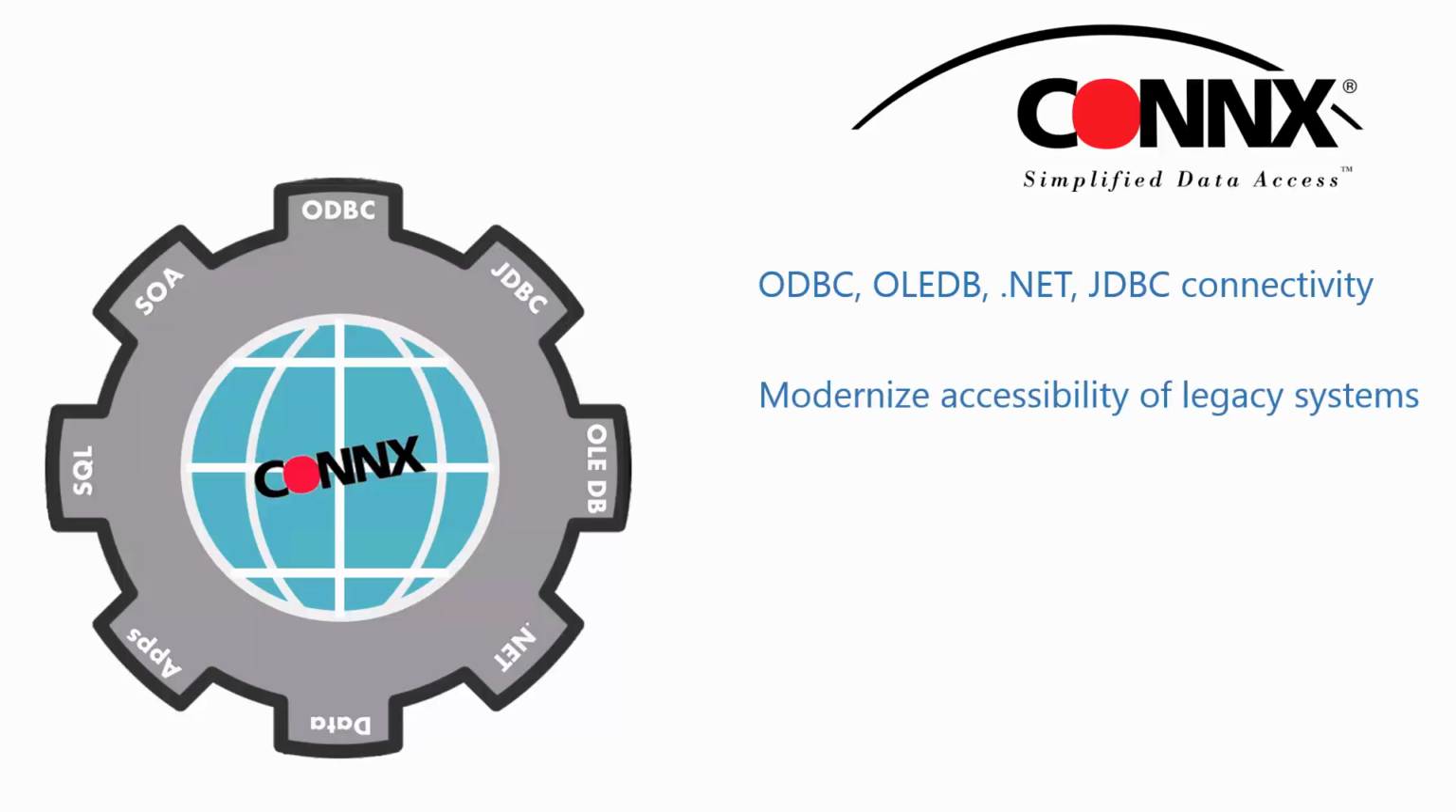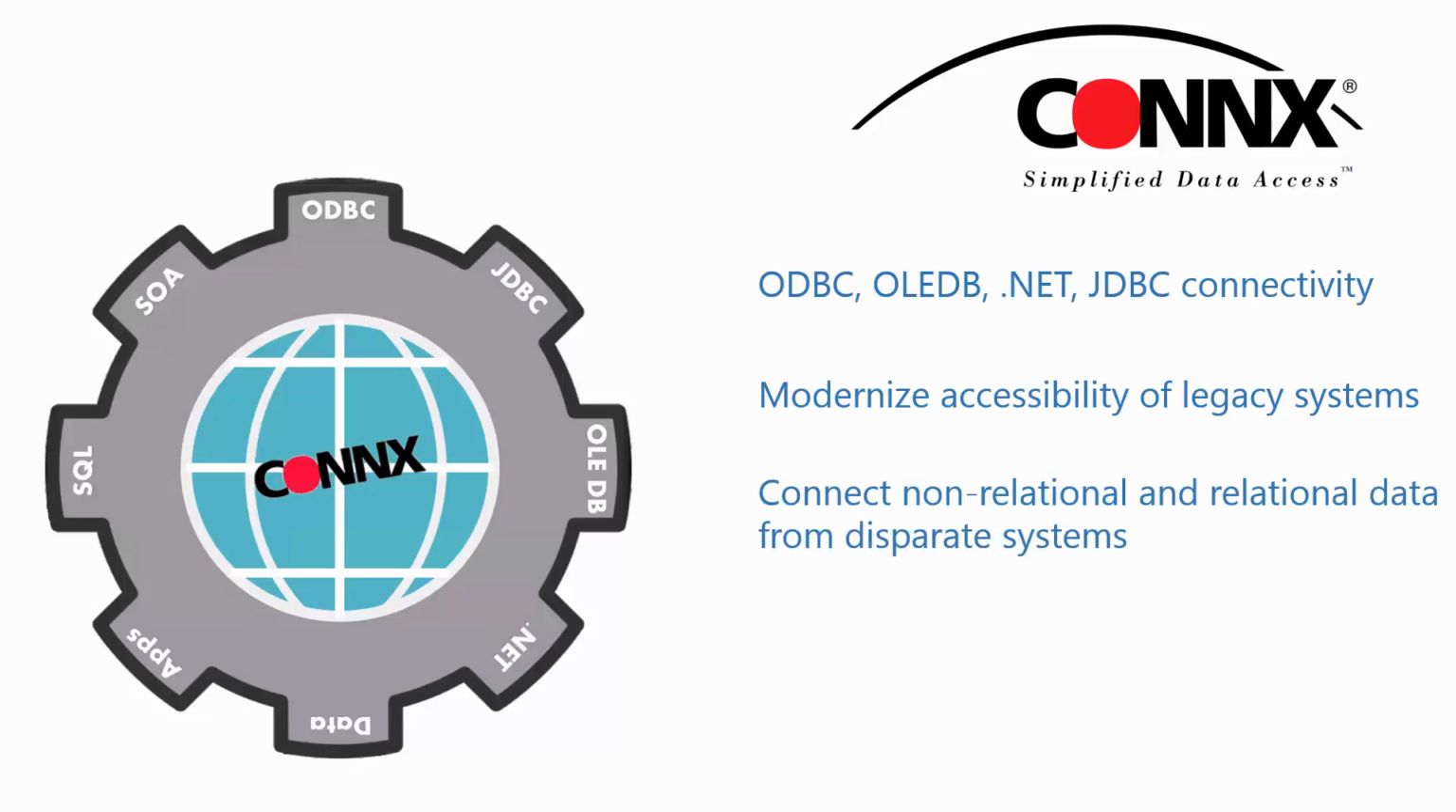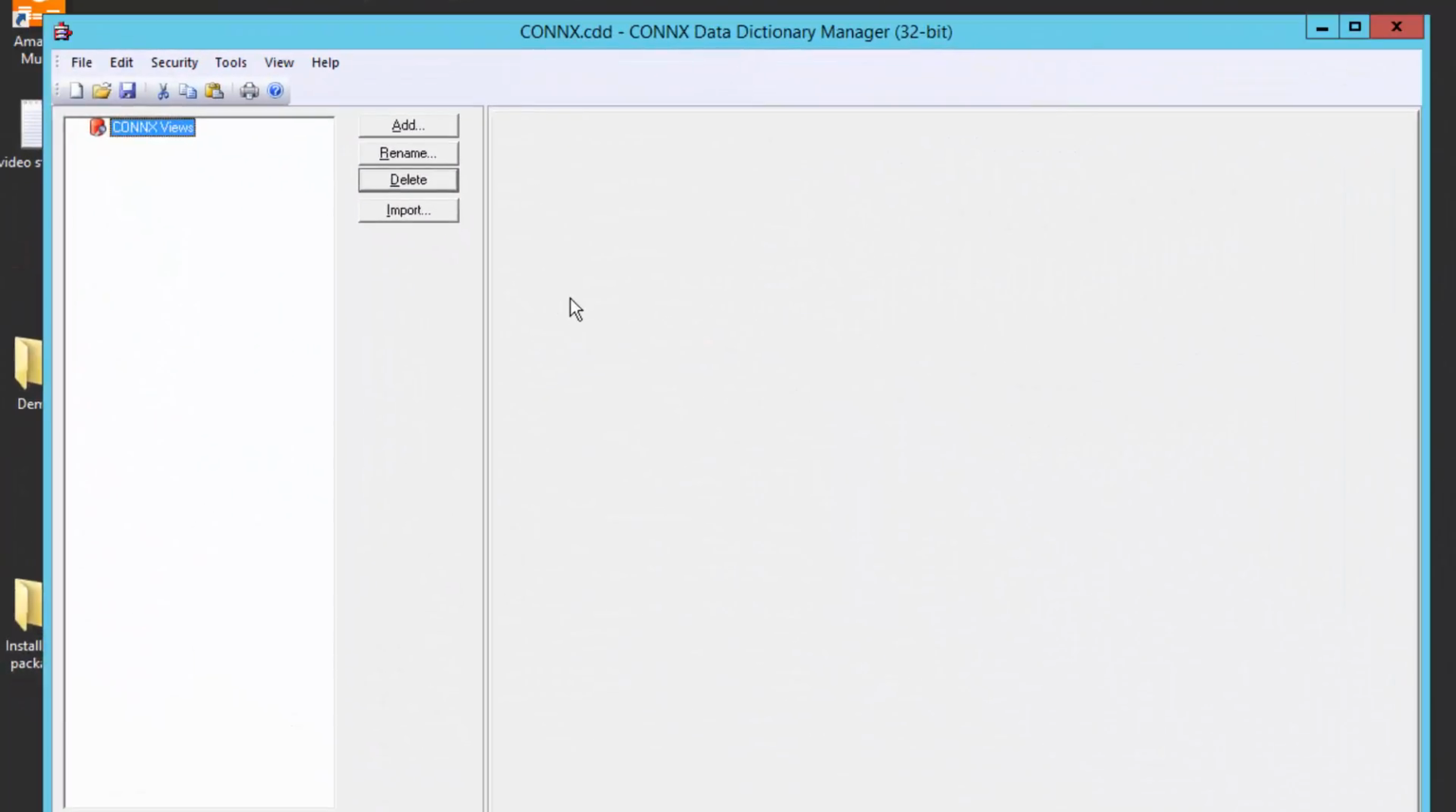Modernize the accessibility of your legacy systems with a web front end. Use ANSI 92 compliant SQL to access all the databases in the CDD, regardless of type. Using CONNX, you can connect to disparate systems using a single point of connection and easily join data from these respective systems. For this demonstration, I will be accessing RMS data.